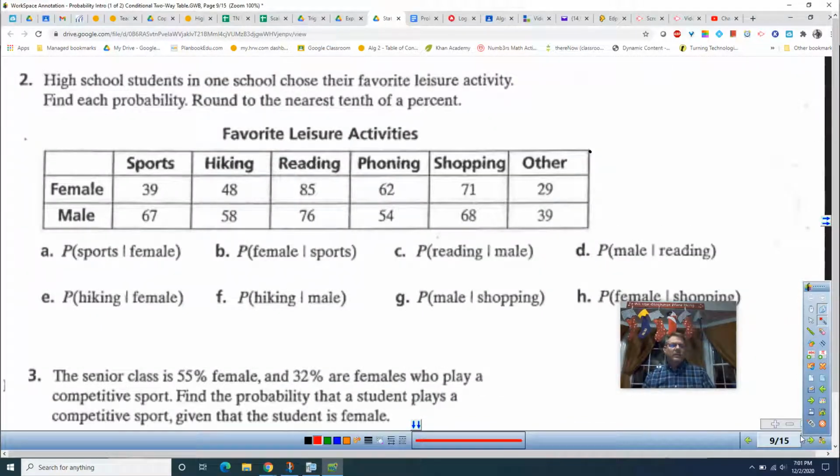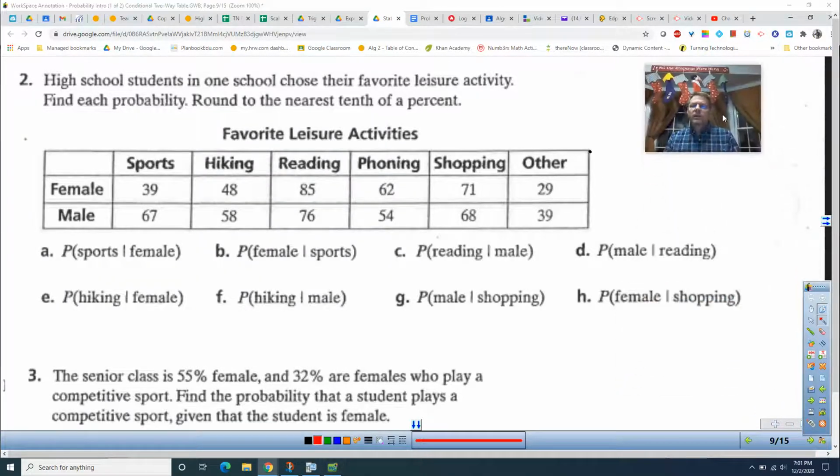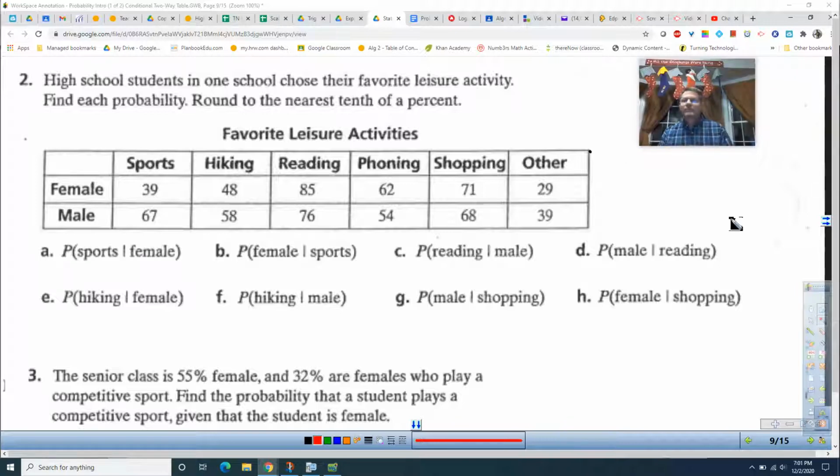All right. Got just a couple more here we want to do a little bit with. We got high school students in one school choose their favorite leisure activity. Find each probability and round to the nearest tenth of a percent. Okay, so we got sports, hiking, reading, phoning, shopping, and other. That's their leisure activity. And then they got how many females and how many males would be involved in that.